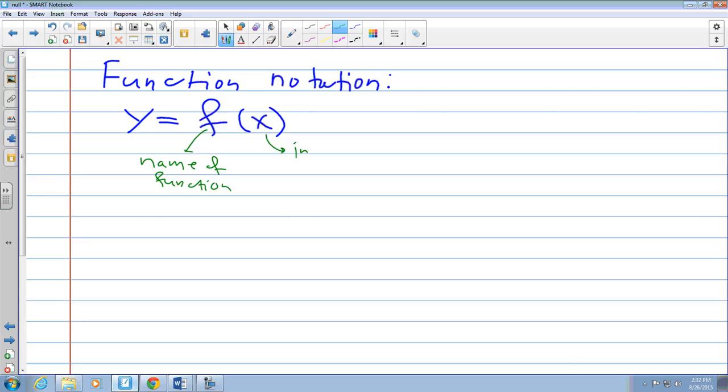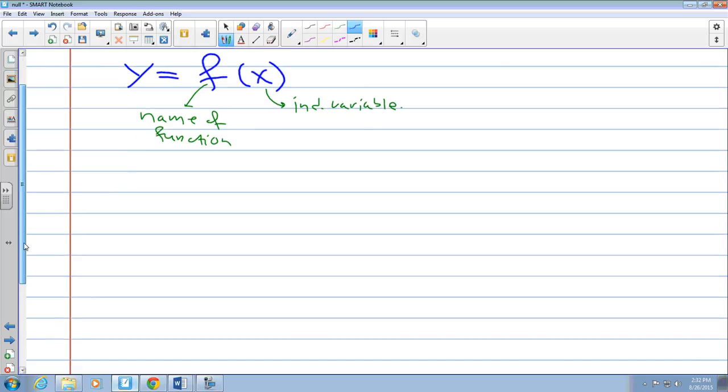X is the independent variable. How many of you have seen that notation? Okay. So for example, f of x equals, I don't know, 2x squared minus 3x plus 1. Hey, it's a function.